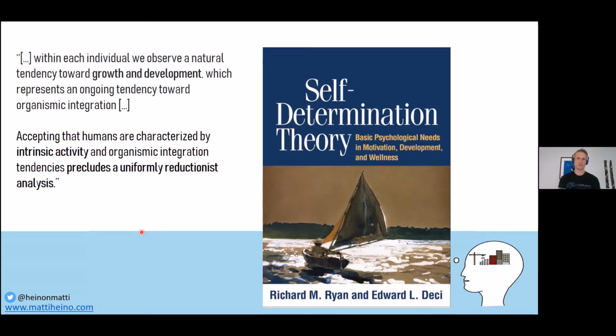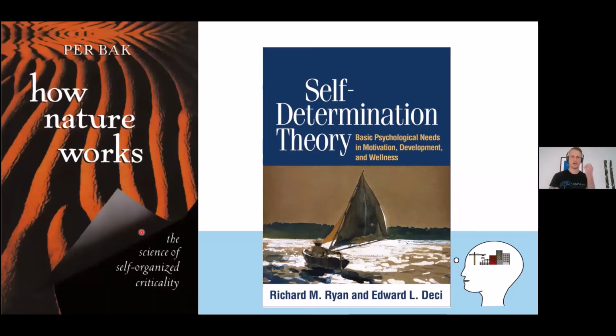For example, self-determination theory says that humans grow and develop, and they are agents with intrinsic activity, and these organismic integration tendencies that preclude a uniformly reductionist analysis. So if these people change in their own idiosyncratic developmental trajectories, then we're dealing with a non-ergodic system. And this formulation of the idea actually brings it quite close to what these other sciences have been talking about in living systems, for example, self-organized criticality.